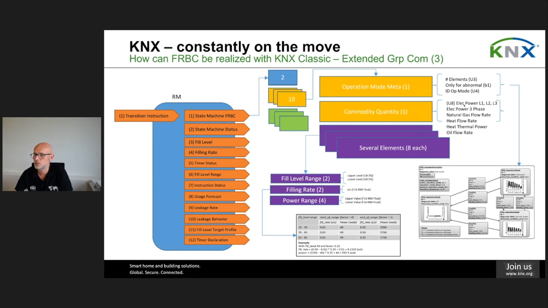Is it electrical power of single phase, or is it electrical power of a 3-phase actuator? Is it natural gas flow rate? Is it heat flow rate? Is it heat thermal power, or is it oil flow rate? So this byte indicates one of these. And then the different elements actually model this kind of table.